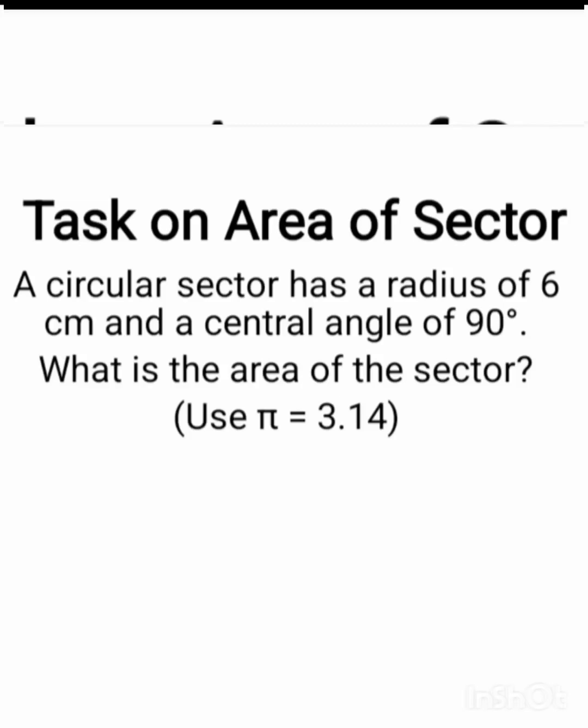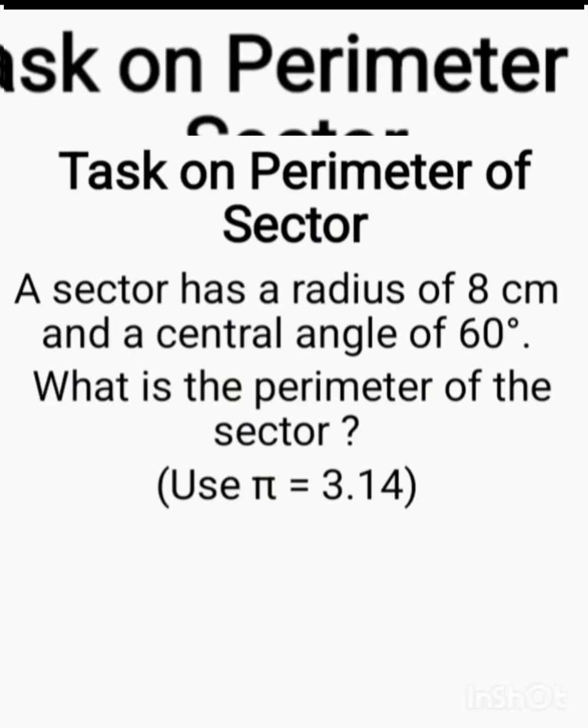Now, the task on area of sector. A circular sector has a radius of 6 centimeters and a central angle of 90 degrees. What is the area of the sector if the pi is 3.14? Task on perimeter of sector. A sector has a radius of 8 centimeters and a central angle of 60 degrees. What is the perimeter of the sector if the pi is 3.14?